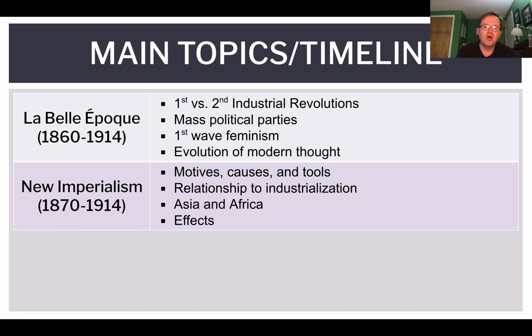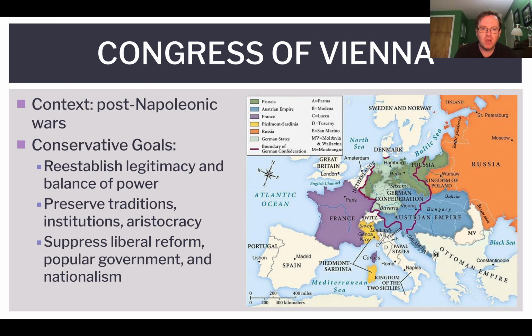The origin of mass politics, first wave feminism, the movement for suffrage, evolution of modern thought, and we'll get into that. Also, new imperialism. So, imperialism, invasion in Africa and its relationship to industrialization, as opposed to the colonial system that had taken place in the colonies beforehand, like the colonies in, for example, the Americas.